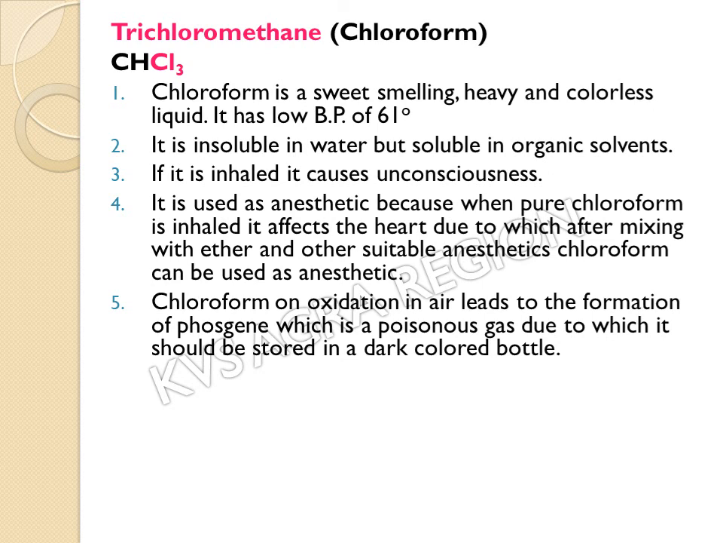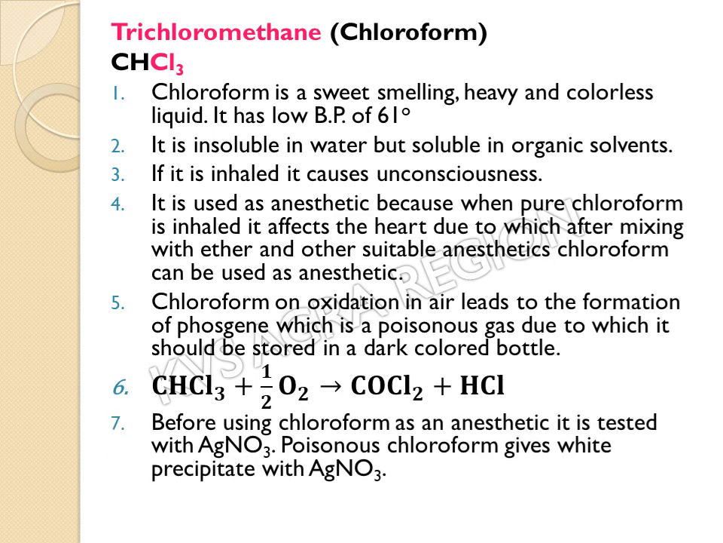Please remember phosgene, a poisonous gas, due to which it should be stored in dark colored bottle, and this becomes one of the reasoning questions: why is chloroform always stored in a dark colored bottle? To prevent its oxidation and formation of phosgene gas. This is the answer. Here we can see the equation: CHCl3 with half O2 gets oxidized to COCl2, which is phosgene gas, plus HCl, and this phosgene gas is poisonous in nature.